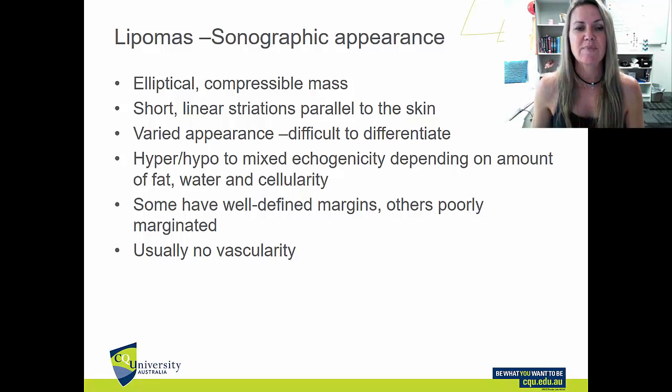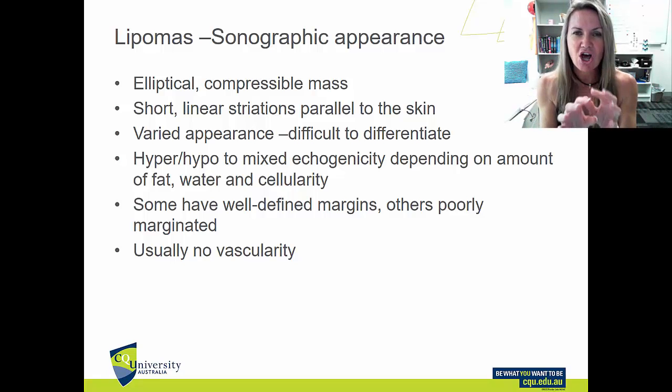Short linear striations parallel to the skin, so you're going to see where those fatty layers come through, and they're going to be more of a vertical layer which is parallel to the skin, like a normal fatty arrangement that we've seen before when we did the breast tissue layers. Varied appearances I've mentioned before, and some are difficult to differentiate the margins or the borders.